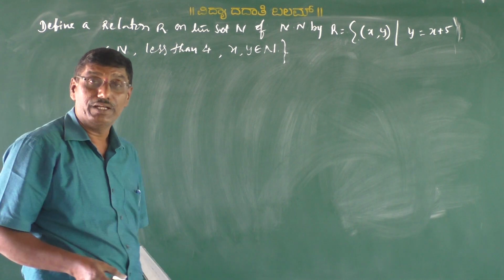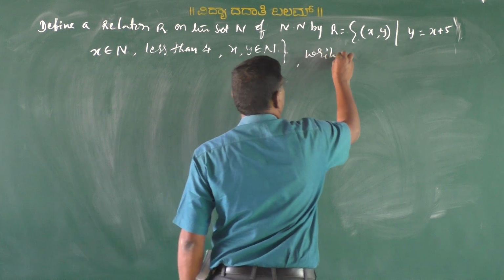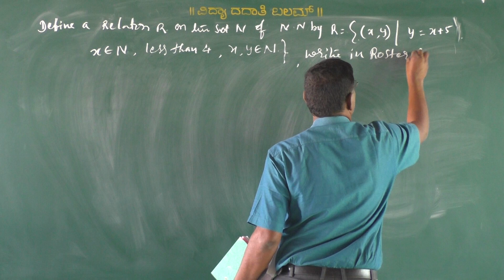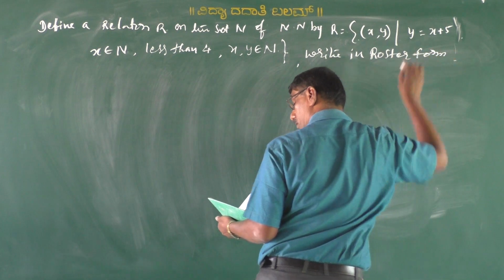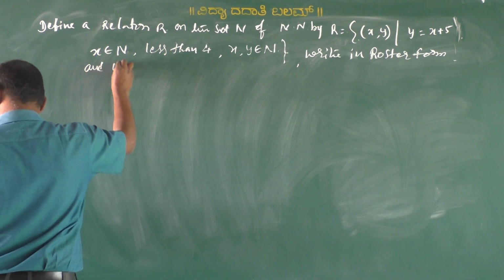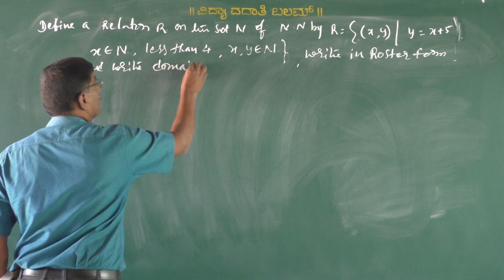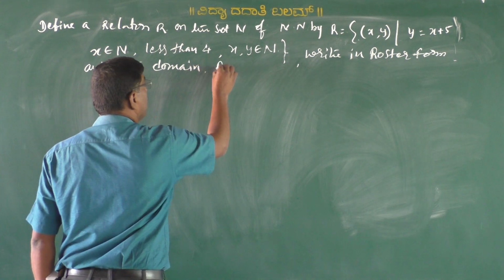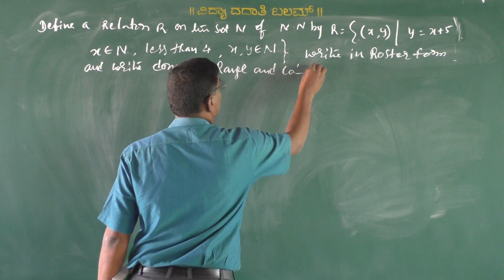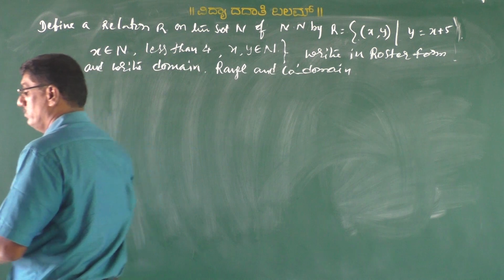Write it in roster form, and write the domain, range and codomain. This is the problem.